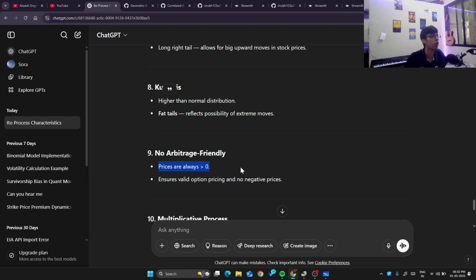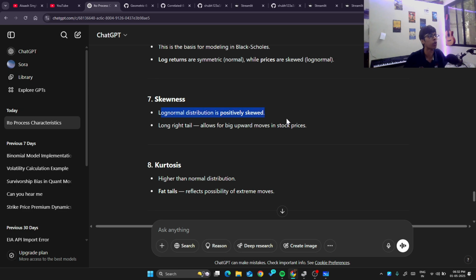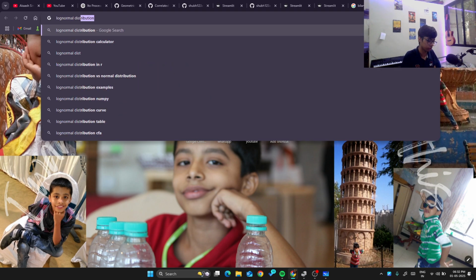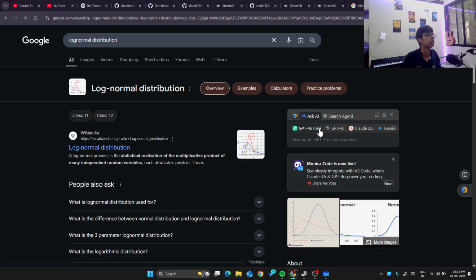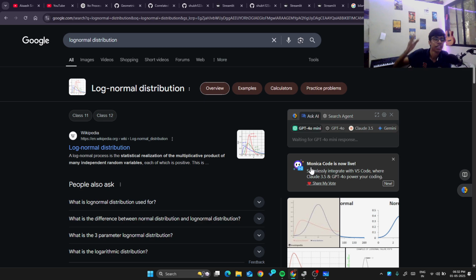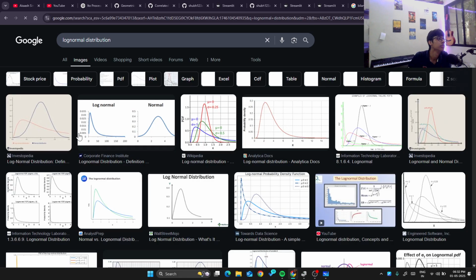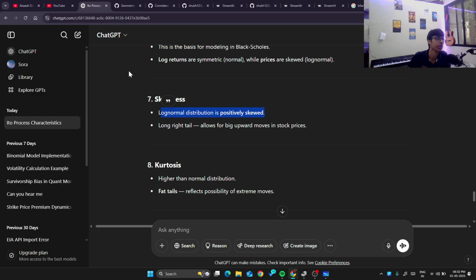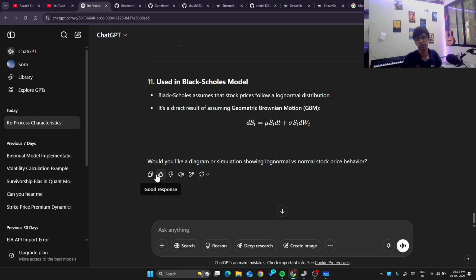No arbitrage prices are always positive. Log normal distributions are positively skewed, right? See, the normal distribution is like this, the log normal is like this, because more of the value is on the positive side, and there is very little change in the lower side. So that's why the tail is right skewed. You have to have a basic understanding of statistics too. It is very important. If I explain everything, then the video is already too long, so I have to cut short.